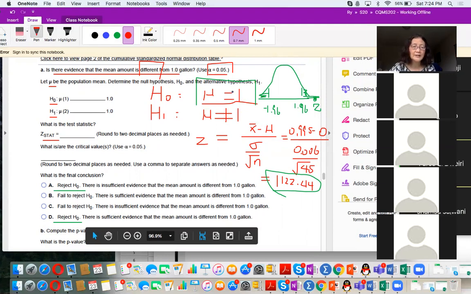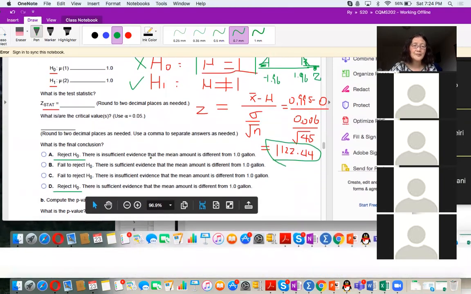So you reject H0. When you read, I'll write down here. You reject H0. When you reject H0, you accept H1, means mu not equal to one. That is the correct conclusion. Mu not equal to one. Okay. So there is sufficient evidence, see, there is sufficient evidence the mean is different from one. So this is the correct answer. Is that clear?